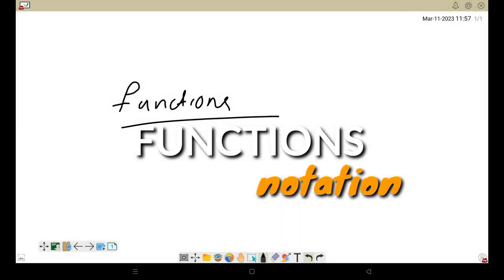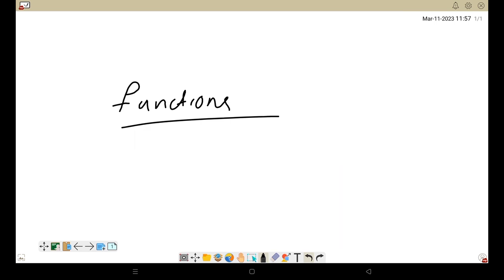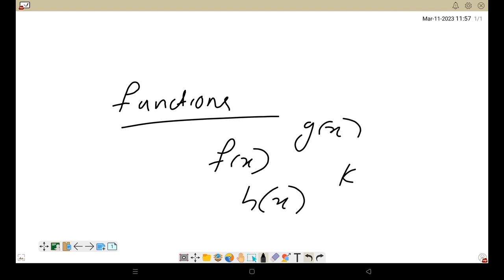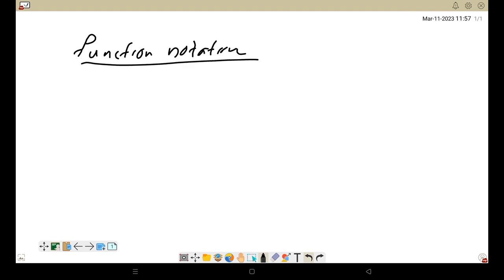Today we are going to discuss the term function. What is actually a function? We can write it as f of x, g of x, h of x, k of x, like that. Clear? And now we are going to discuss function notation. The first topic is function notation.